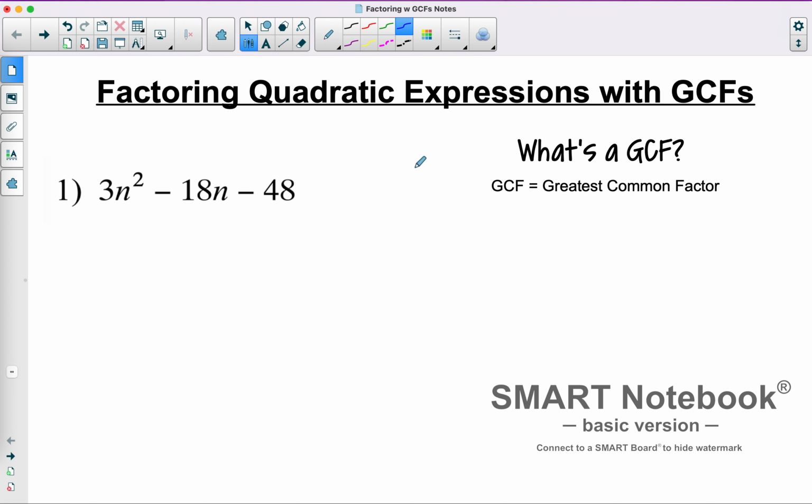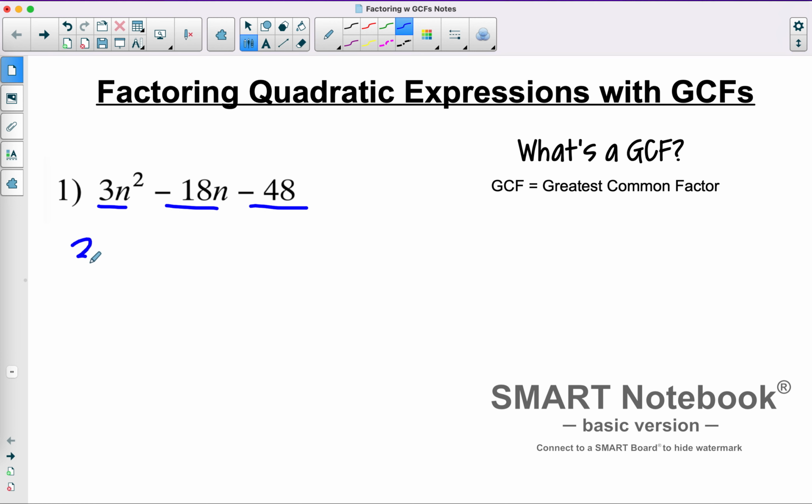As I look at each expression, a greatest common factor means that you're analyzing each term to see what is in common in each one. So if I have a 3n squared, an 18n, and a 48, there's a greatest common factor, a number that divides into all of them, which would be 3. A greatest common factor can be a common number factor, but it could also be a common variable factor that we'll see here later on.